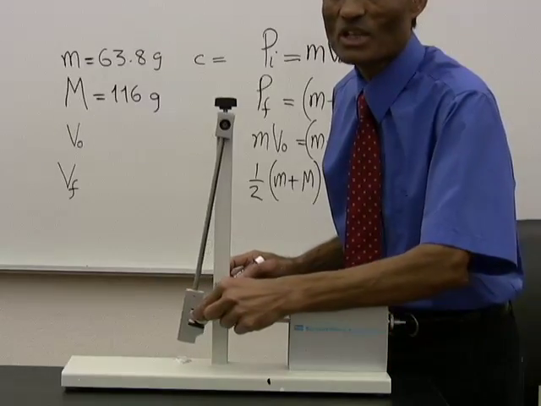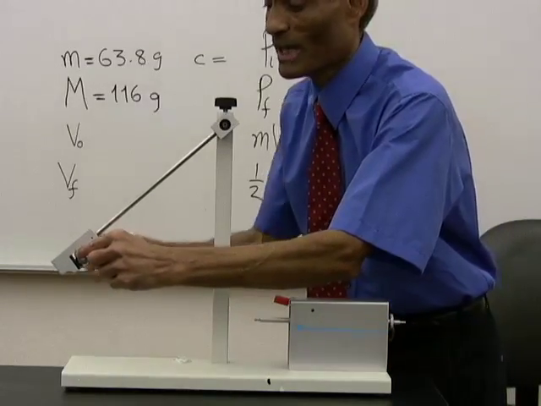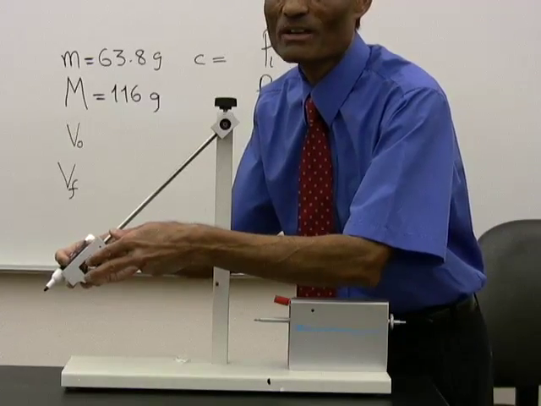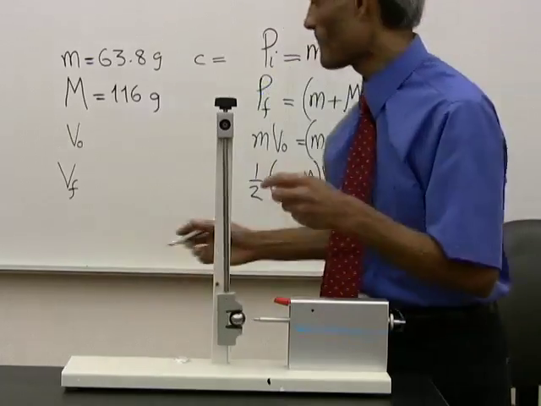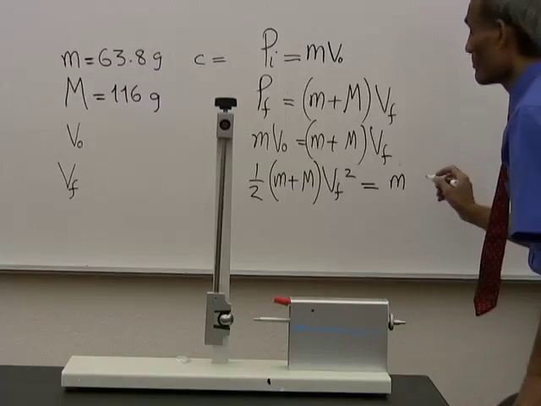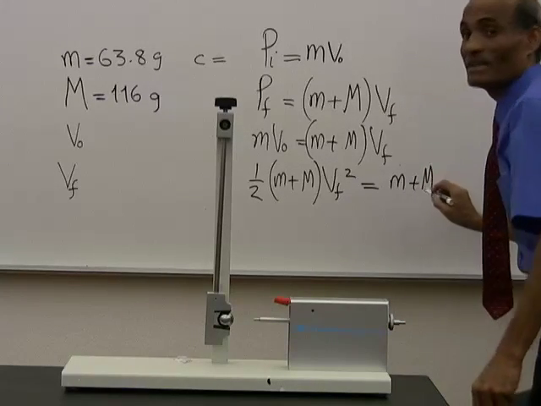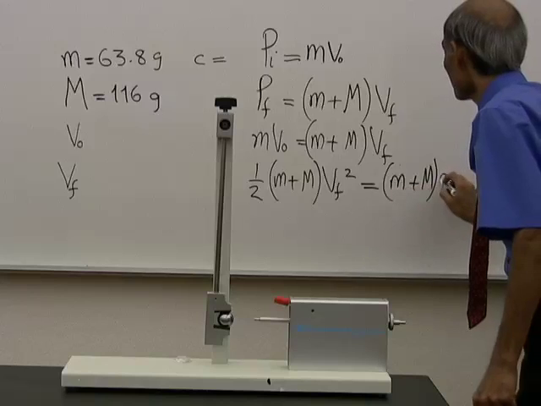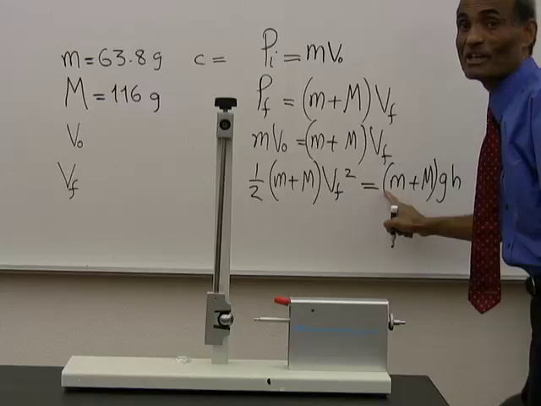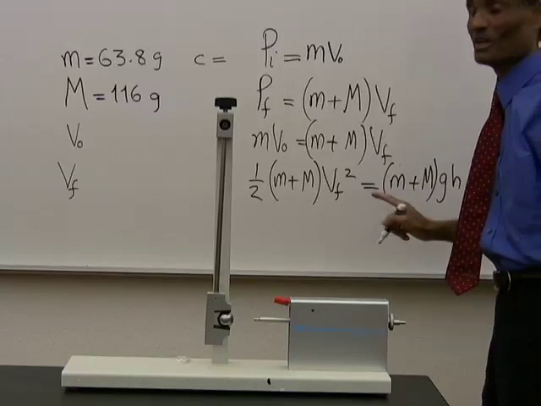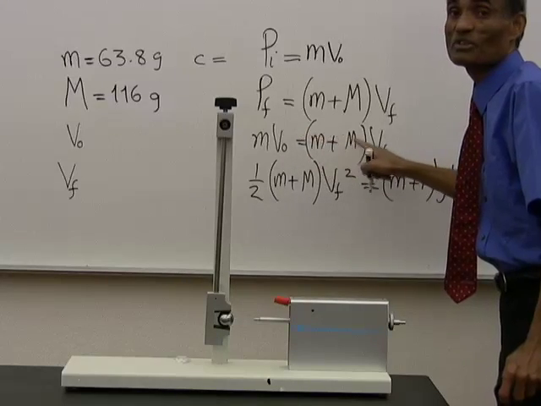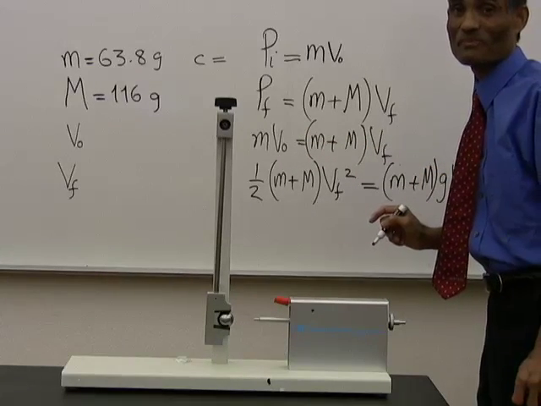And all that kinetic energy now becomes potential energy. If the ball is raised through a height h, the potential energy of the system will be (m plus big M) gh. So all the initial kinetic energy becomes potential energy. So this is the conservation of energy equation, and this is the conservation of momentum equation.